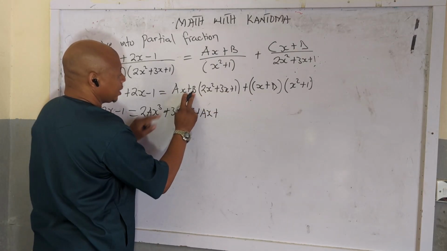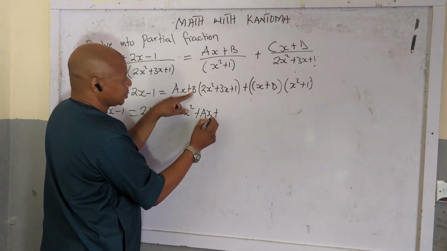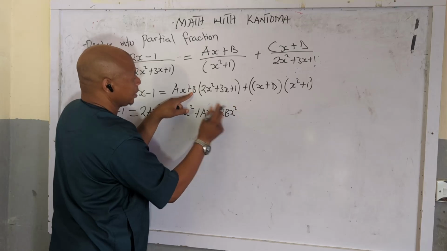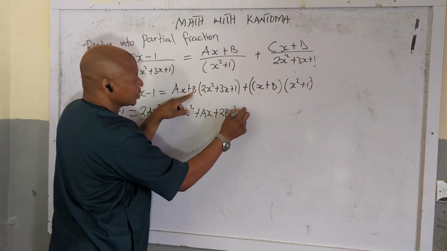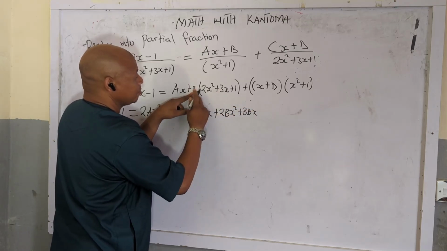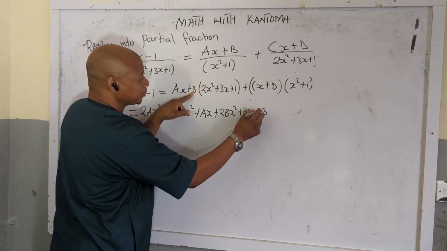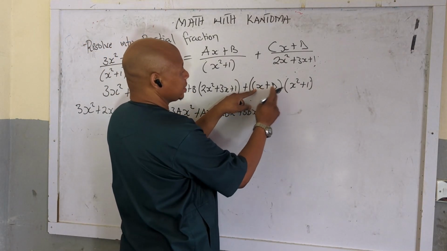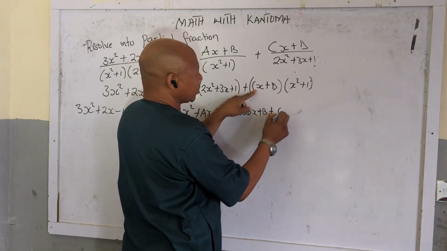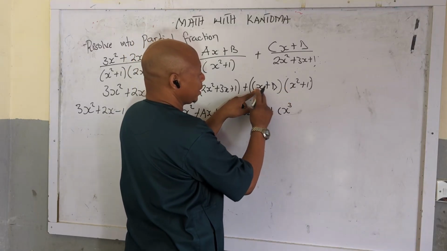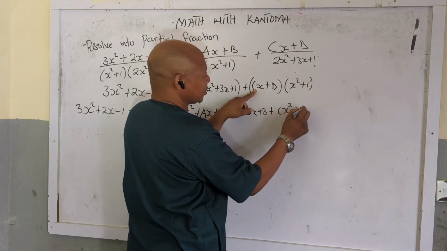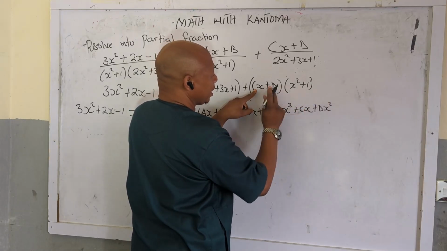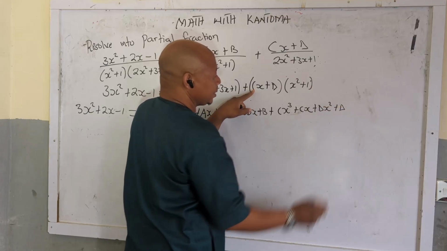Then plus. Next we multiply this b by these entities. B times 2x squared, we have 2bx squared. B times 3x, we have plus 3bx. B times 1, we have plus b. Then next we multiply these entries also. Cx times x squared, we have plus cx cubed. Then cx times 1 is plus cx. D times x squared, we have plus dx squared, and d times 1, we have plus d.